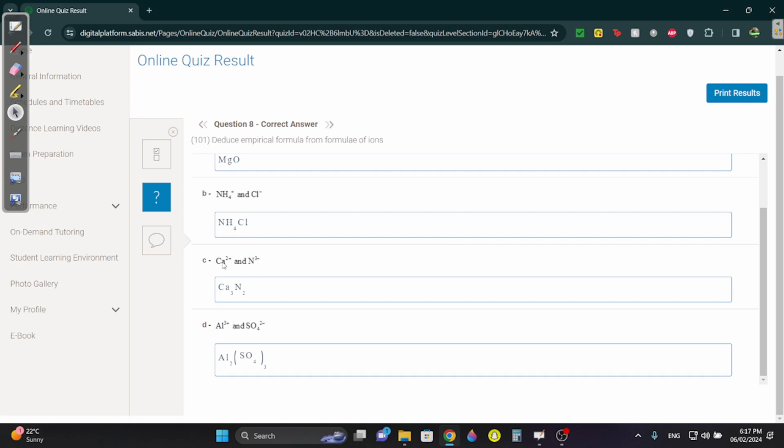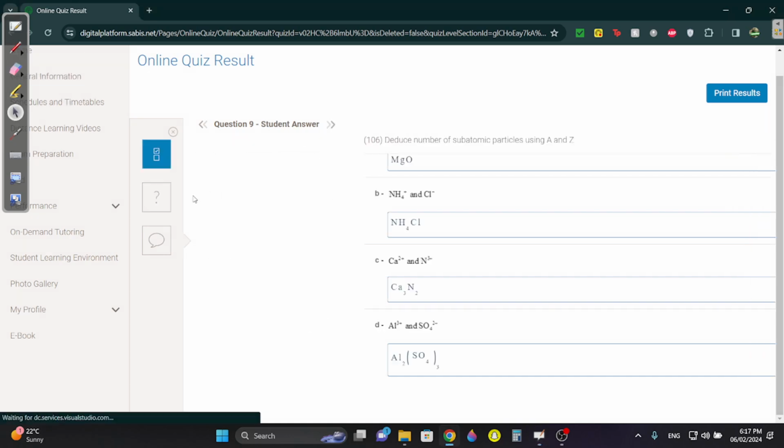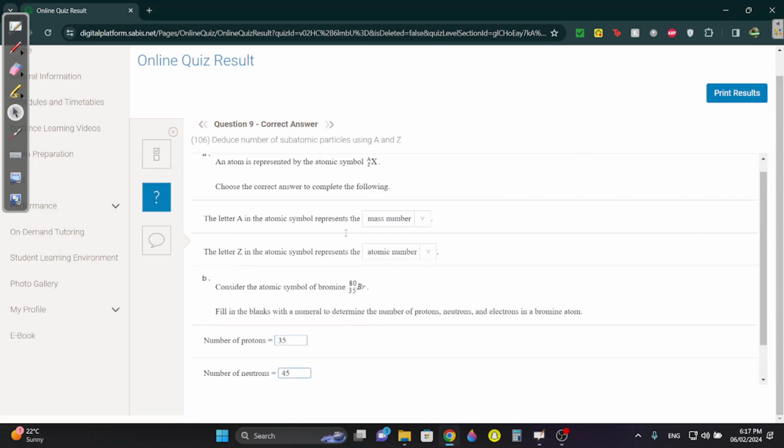Ca2+ N3-, you crisscross, take the 2 to the N, take the 3 to the Ca, so we get Ca3 and N2. And this one, you take the 3 to the SO4, but it has to be outside in brackets. And this 2 goes to the Al, so it will be Al2(SO4)3. Okay, and I think there's nothing else.